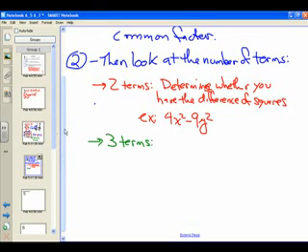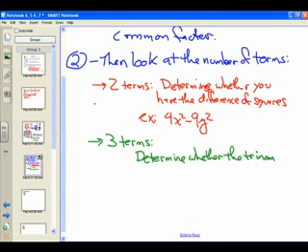Three terms. All right, if we have 3 terms, binomial. So first of all, whether the trinomial is a square of a binomial. That's the first thing.